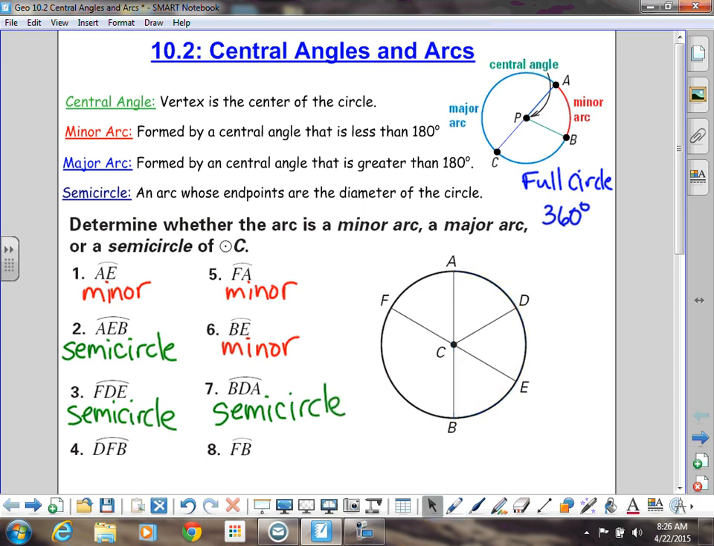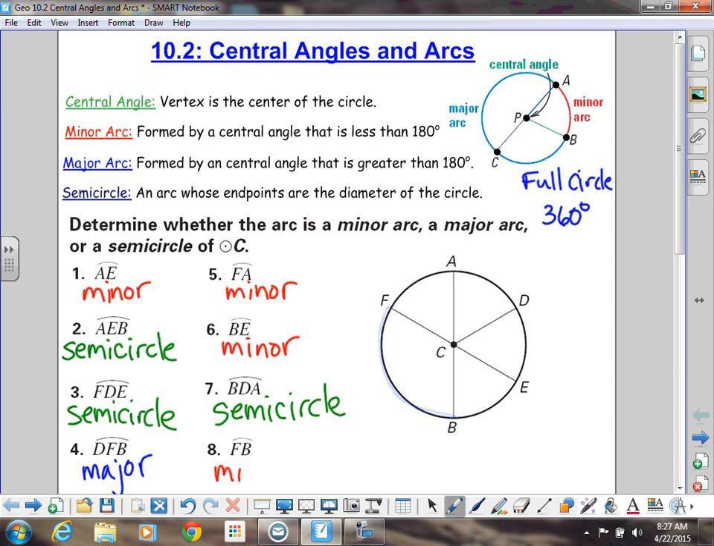So DFB. D, and then F, and then B. I have to go counterclockwise this way. Now that does go more than halfway around, because just from B to A, that would be a semicircle, but it goes all the way around to here. So that's going to be a major arc. And then our last one, from F to B. That's a minor. It's a big one, but it doesn't go past 180, so we're going to call that a minor arc.